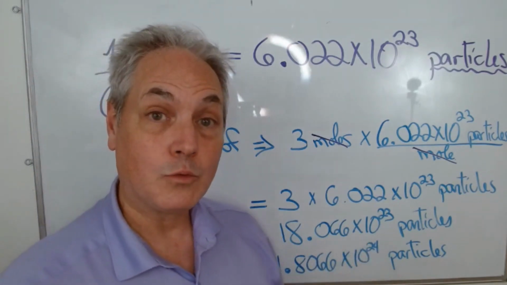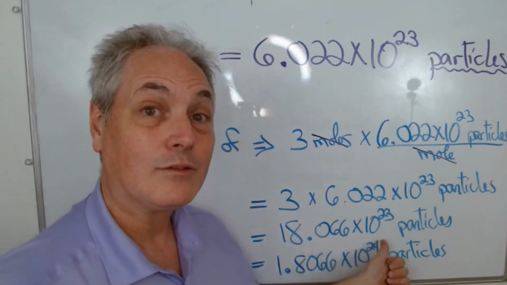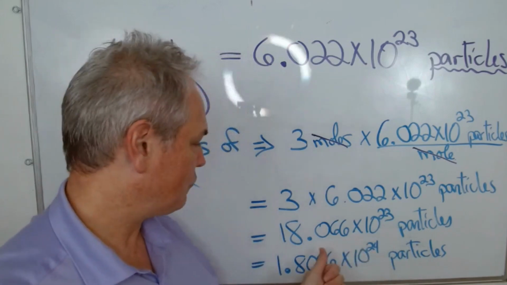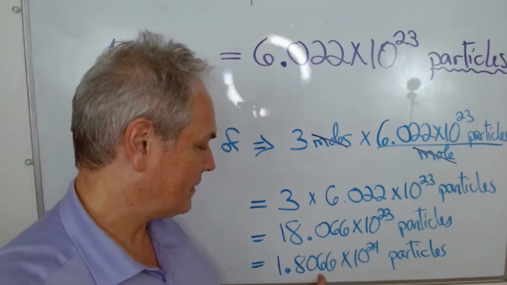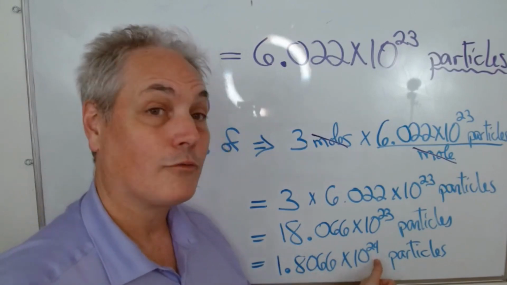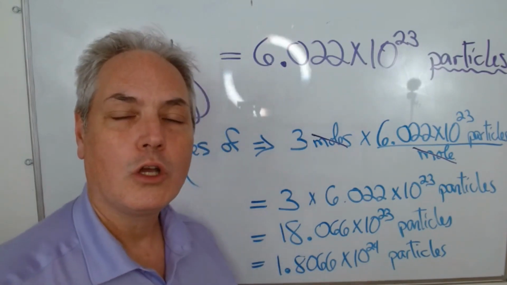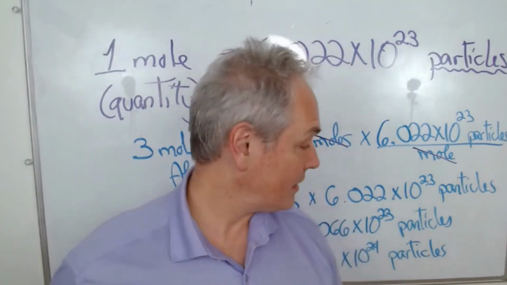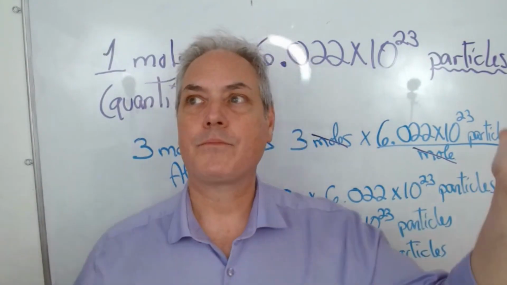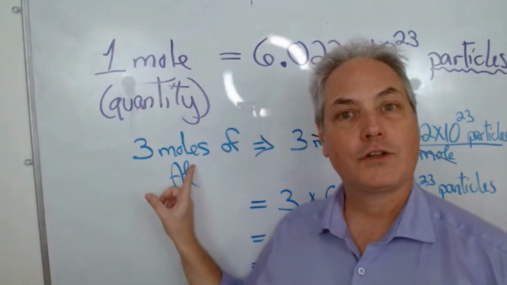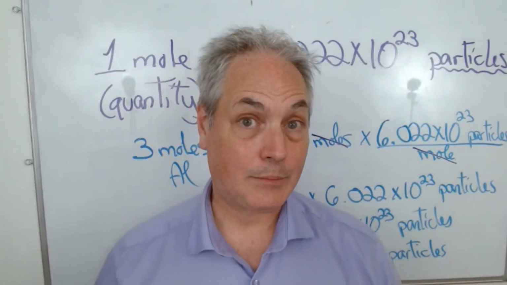Now, if you've played with scientific notation, you know that 18.066 times 10 to the power of 23 can also be written, if you move the decimal point here, as 1.8066 times 10 to the power of 24 particles. Now you're going to say this number is so huge, I don't know what it means. Now, there's a reason why this number becomes important, and soon I'm going to share with you the relationship between the concept of mole and what information we find on the periodic table.